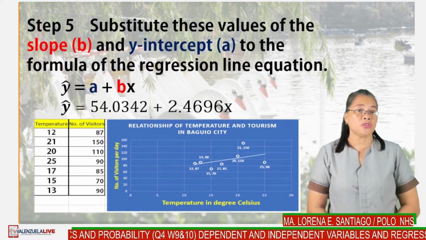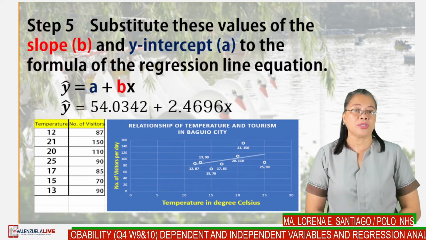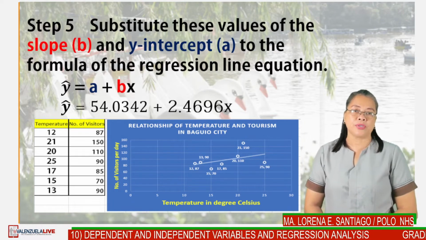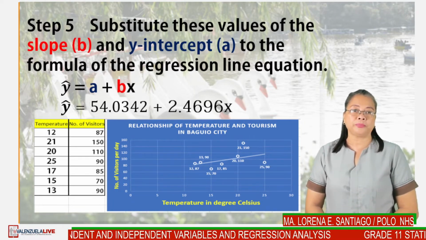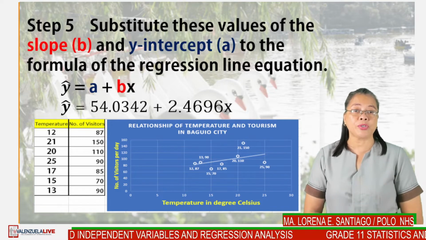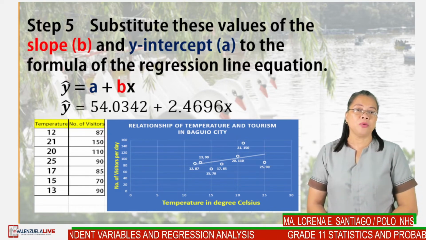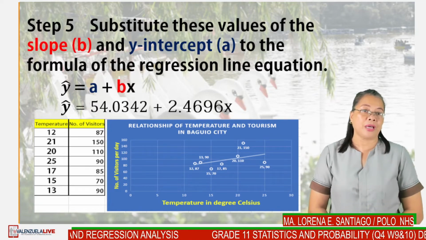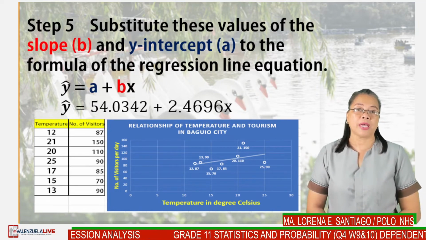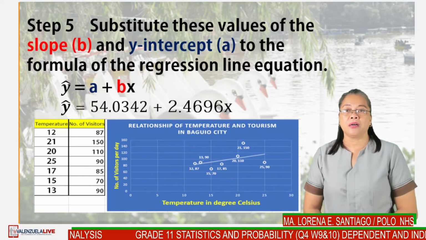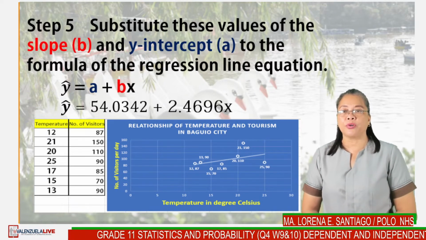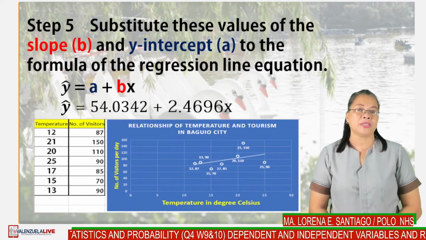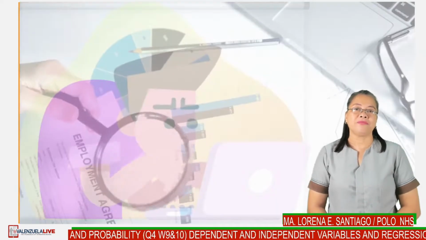Notice that the relationship of temperature and tourism in Baguio City is affected by temperature in degrees Celsius. So, as the temperature increases, then there are most likely fewer visitors in Baguio City because it becomes hotter. If it's a small temperature, then there are more people coming to Baguio City. Let's have another example.